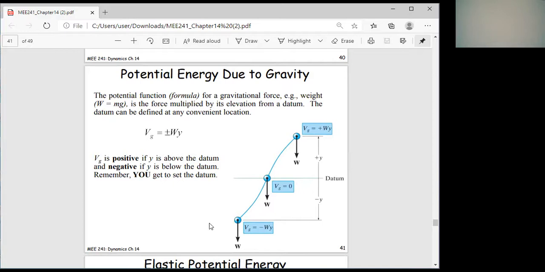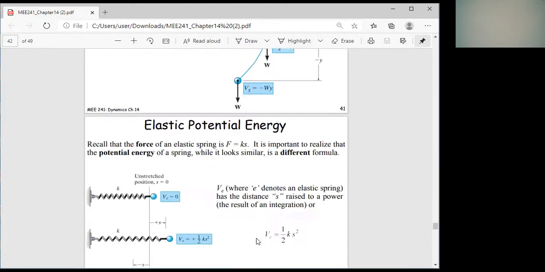All right. If I set my datum to be 0 here at the bottom, then my initial potential energy would be 0, and the final potential energy is going to be, we have y and y, we have 2y. So mg multiplied by 2y.